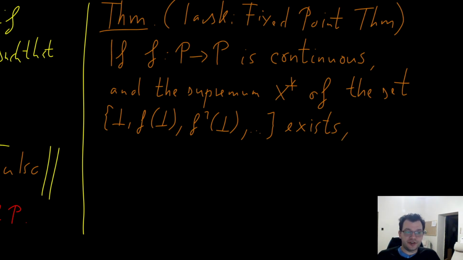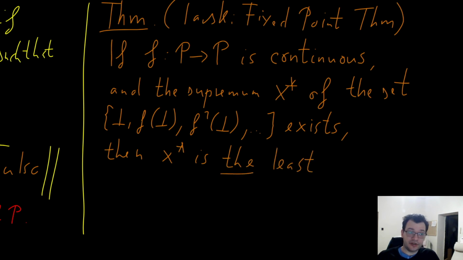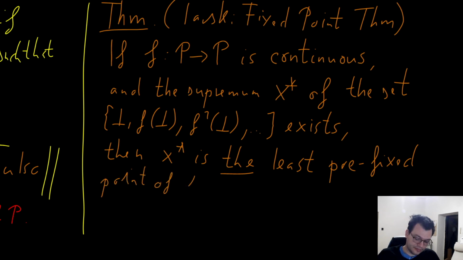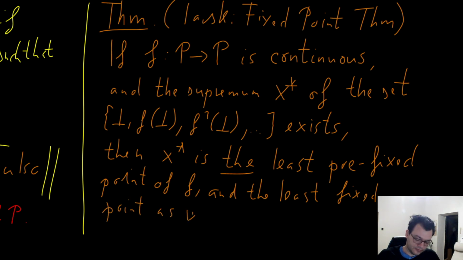So for example, if P is a CPO, then it will exist, because if the function is continuous, then it's monotone. If it's monotone, then this sequence is a chain. And if it's a chain in a CPO P, then its supremum exists. And then x star is the least prefixed point of f, and it's also the least fixed point as well.